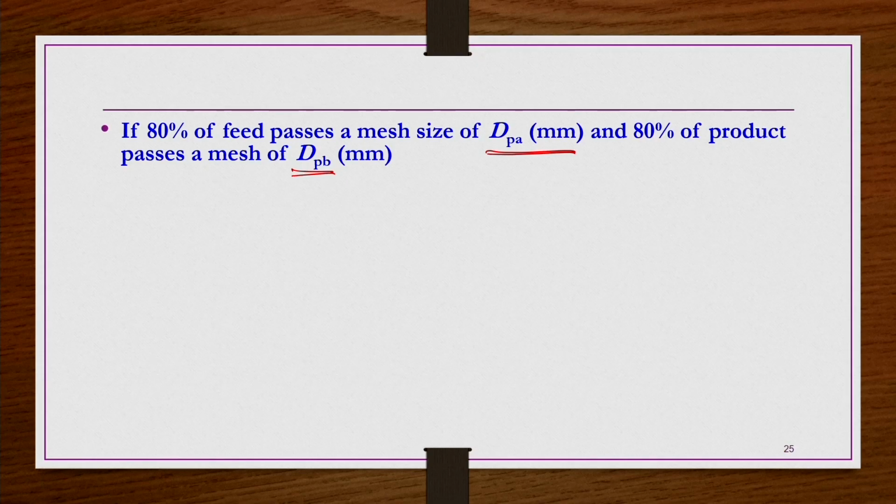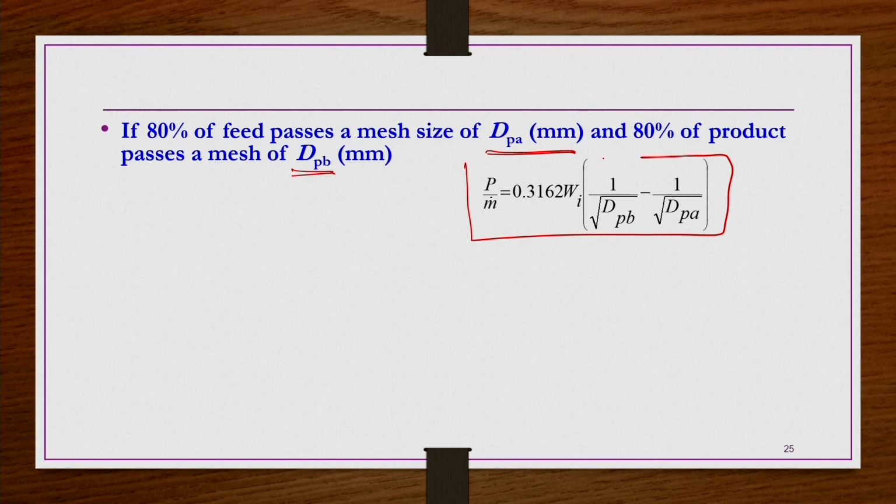Because for Bond's law, when you use the work index, the 80% concept should come out. That is, the size through which 80% of the material passes should be taken as the required size for the calculations.